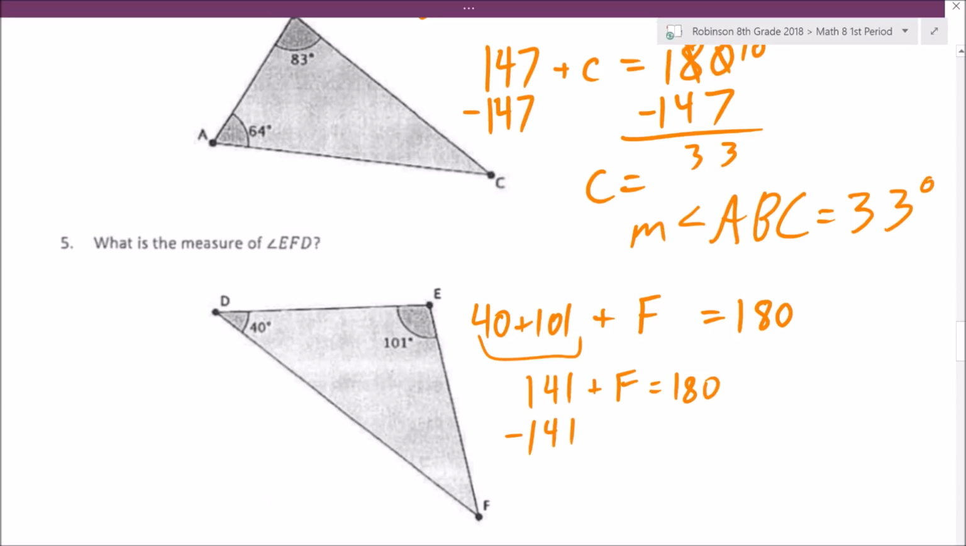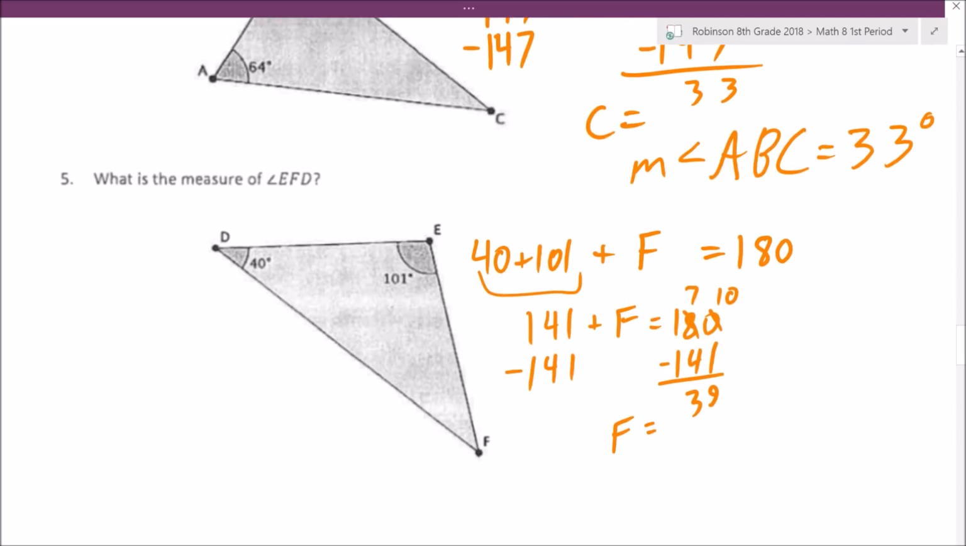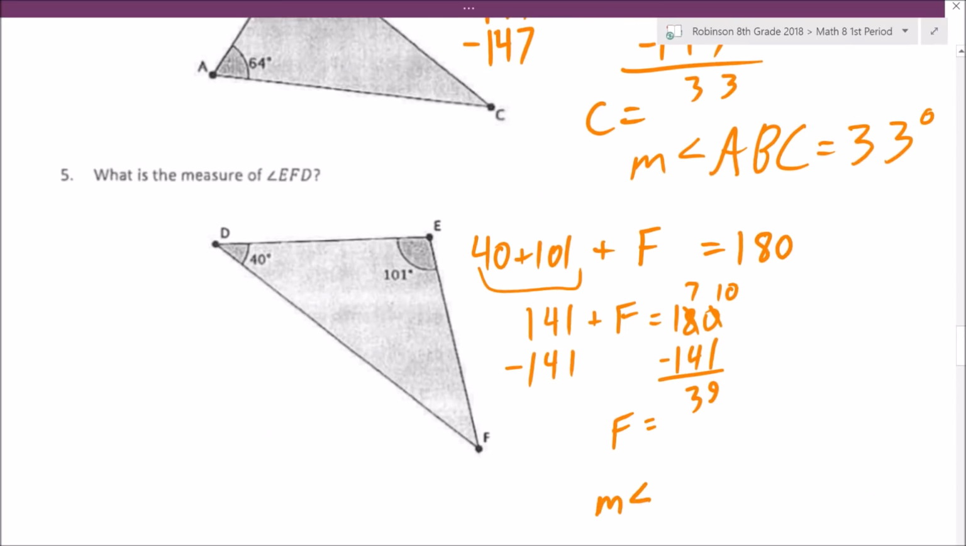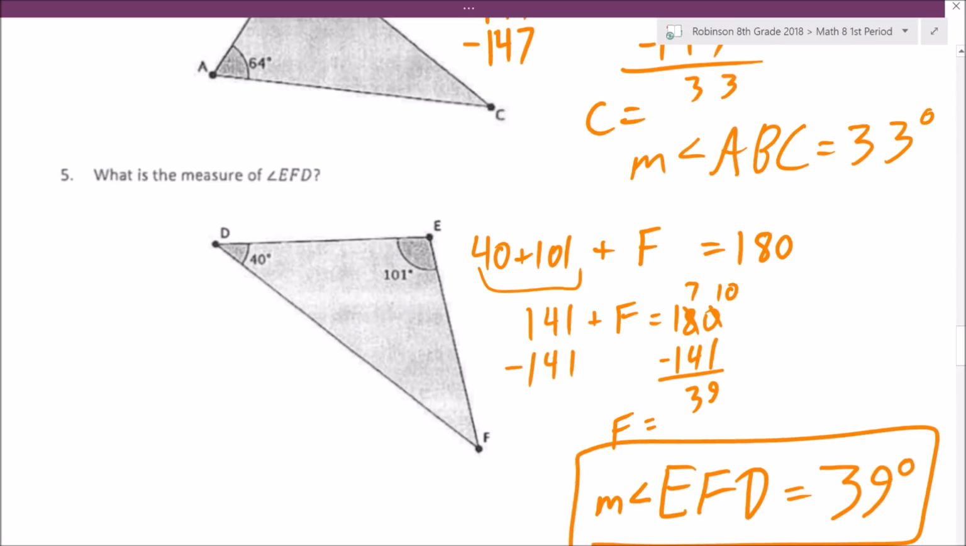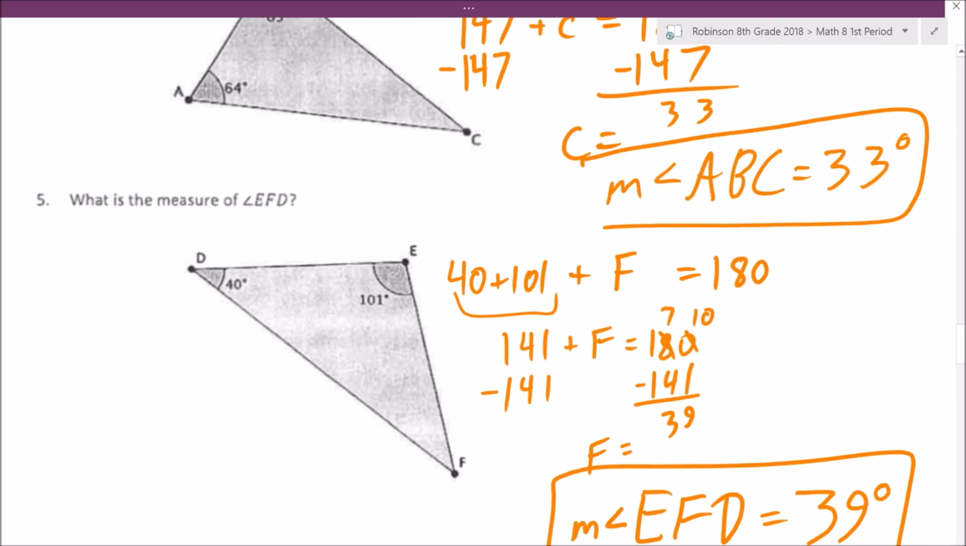And now I subtract. And F is going to be equal to, I borrow a 1, make that a 10, that's a 7. 10 minus 1 is 9, 7 minus 4 is 3, 1 minus 1 is 0. So it's equal to 39. So here's how I write my answer again. M, angle sign. What's my angle? EFD. The M just stands for measure. Okay? So the measure of angle EFD is equal to 39 degrees. There's my answer. And I'll actually box in the last one as well.